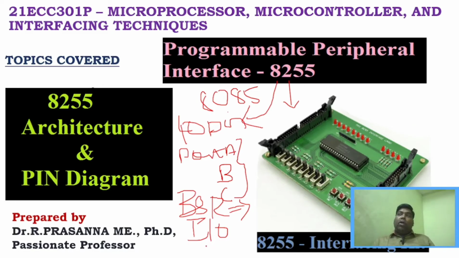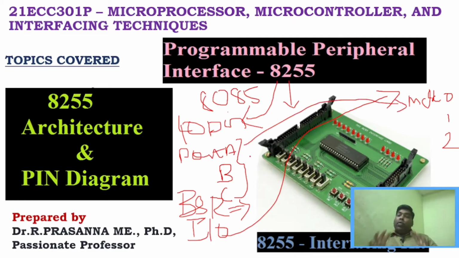Now you have to understand that we have three different ports, port A, port B and port C, and we have two different modes: BSR mode and IO mode. This IO mode can be of three different modes: mode 0, mode 1 and mode 2. You have to be very clear with this operation. Now you understand that we have three different ports and two different modes of operation. With this basic introduction, we will see the operation of 8255.